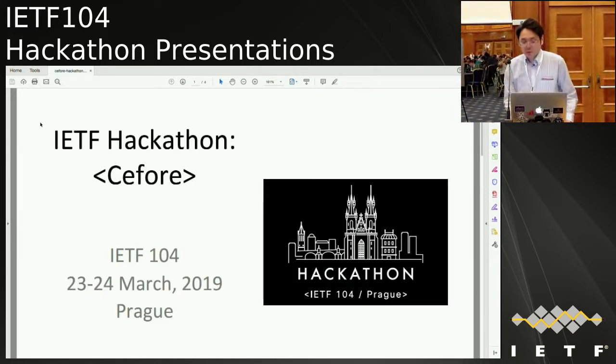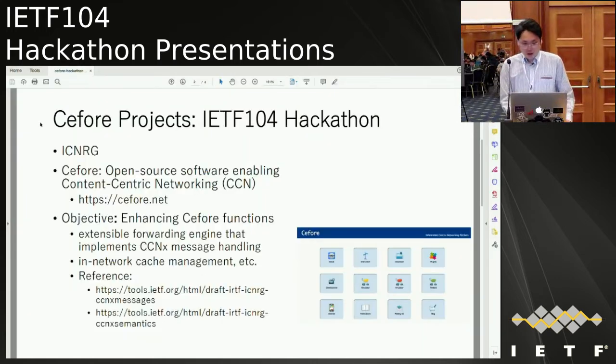Hello, I'm Matsuno. So let me talk about this CEPOL project briefly. This activity is related to the ICN research group because CEPOL is open source software enabling content-centric networking CCN communication, which is available at this website. And the objective of this project is to enhance CEPOL functions, such as extensive forwarding engine, which is compatible with CCNX message, which defined in this draft, and in-network caching management, and so on.